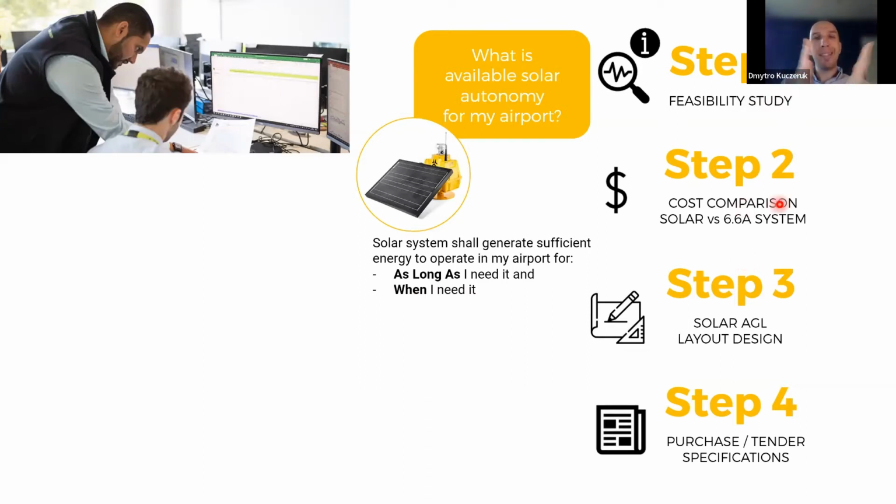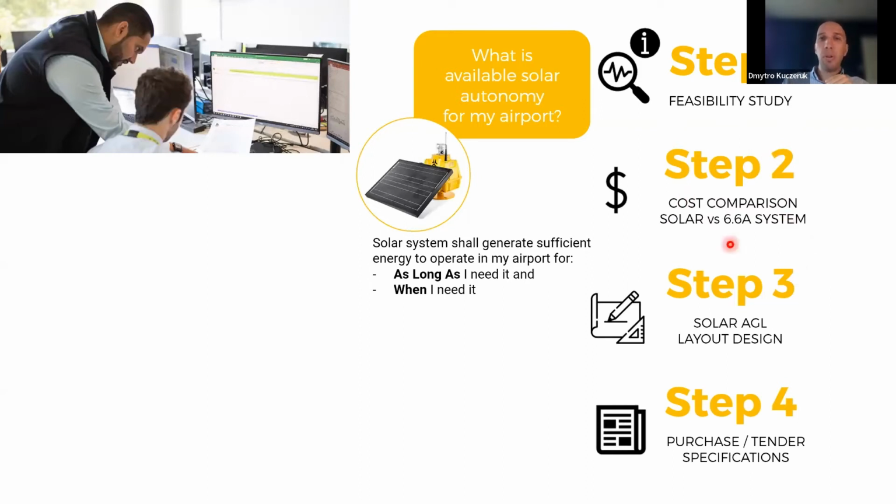Solar system provides a significant savings for the airport. Why? I think you all know already, it is because there is a lack of complex infrastructure and very limited civil works. All these decrease the capital cost of solar system. But to make sure that the cost benefit of solar system is real, together with a consultant, we prepare a cost comparison between solar and conventional 6.6 amp system. At this stage, this requires close cooperation with the designer.